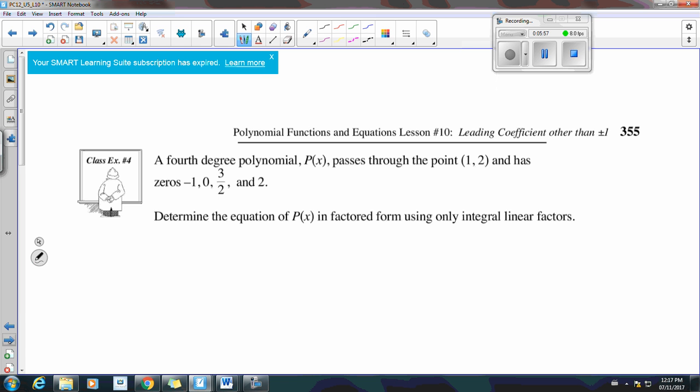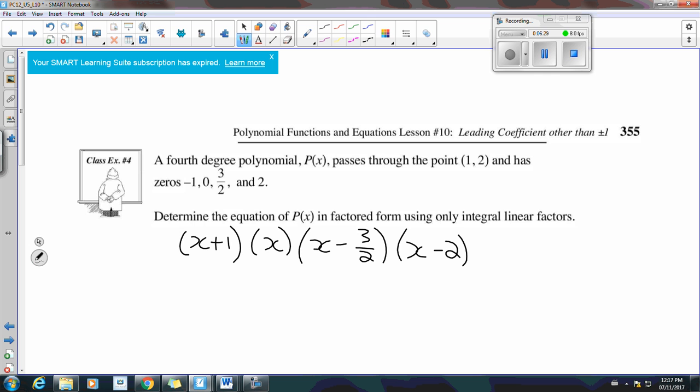Gives that. For a fourth degree polynomial, p of x passes through the point (1, 2) and has zeros -1, 3/2, and 2. Determine the equation of p of x in factored form using only integral linear factors. So most of this is pretty simple. So we know we have factors x + 1, x - 3/2, and x - 2.